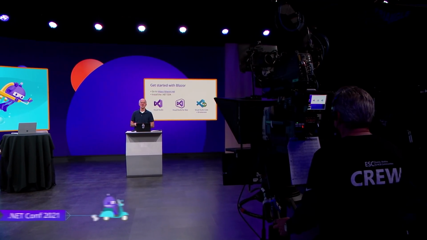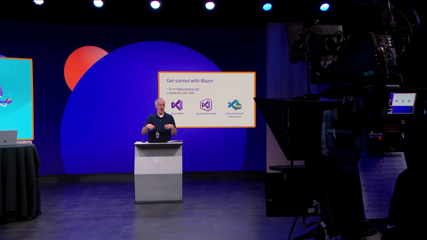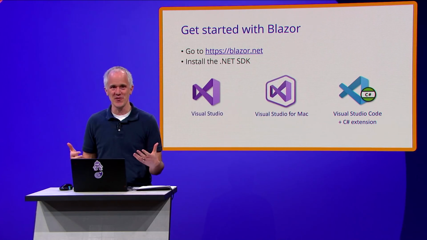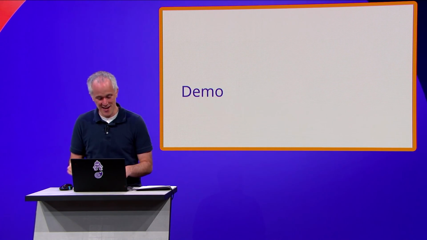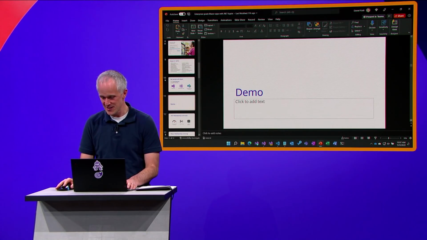All right, getting started with Blazor, super easy. All you got to do is go to blazor.net and download and install the .NET SDK. Once you've got that, you can then get going and start developing with your Visual Studio of choice. And let's go take a look at Blazor in .NET 6.